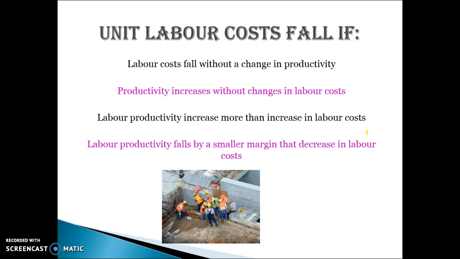So in terms of unit labour costs, basically unit labour costs will fall if labour costs go down. If wages go down but productivity stays the same. If productivity increases but labour costs stay the same, then also your unit labour costs fall. And then there are some more complicated ones, like if labour productivity increases at a faster rate than labour costs, so the denominator increases faster than the numerator, or if they're both falling, labour productivity falls but by a smaller margin than what the wages are going down.